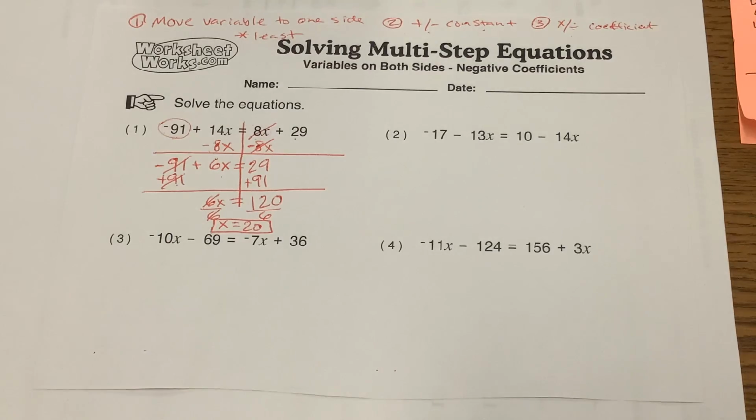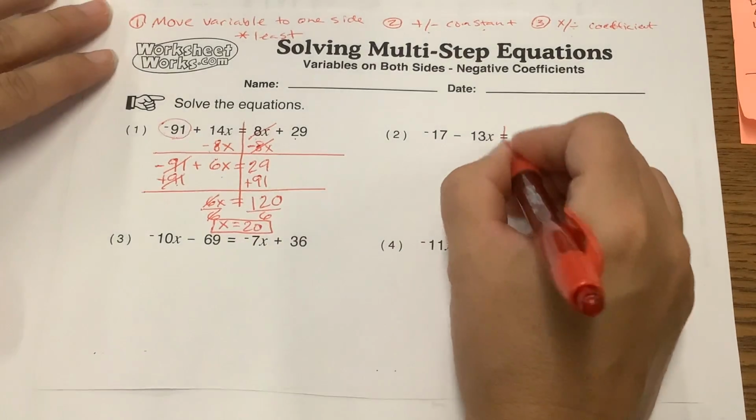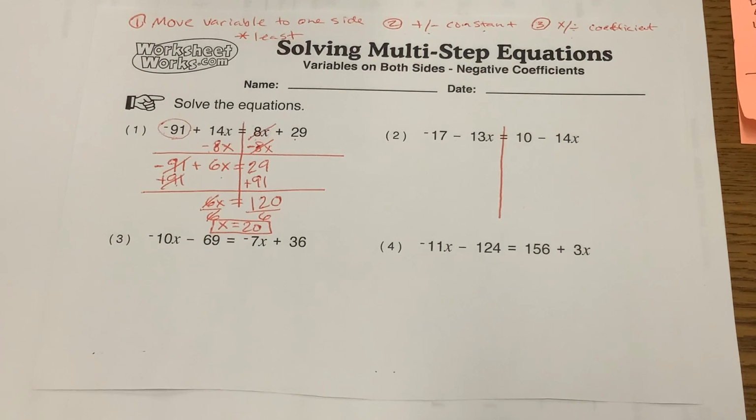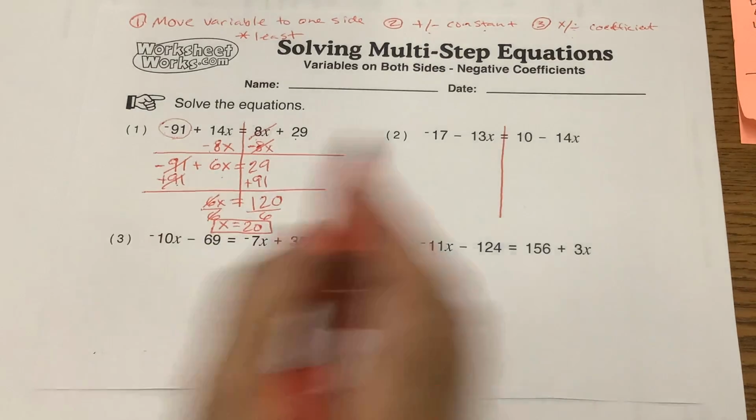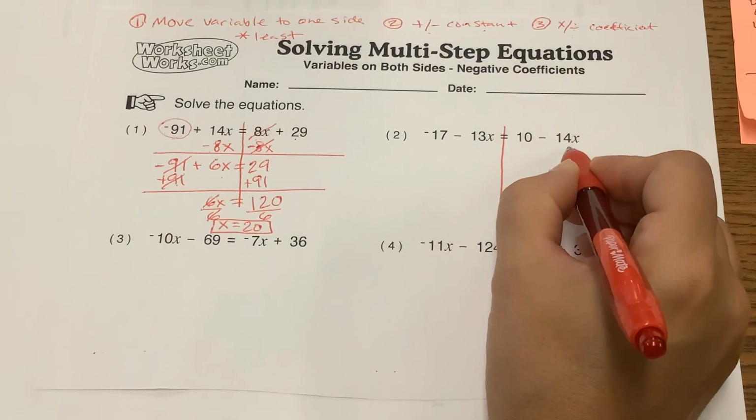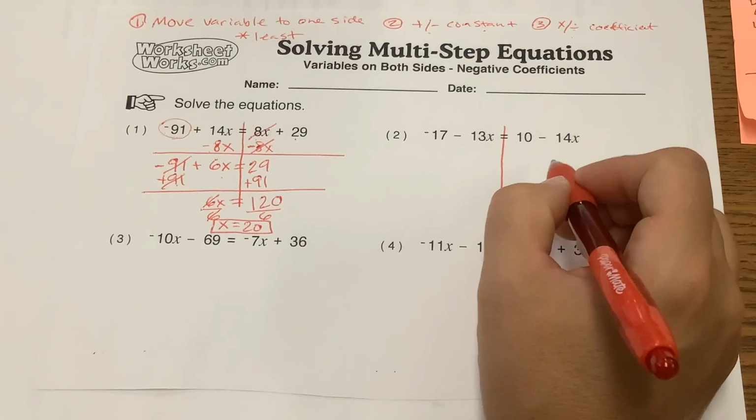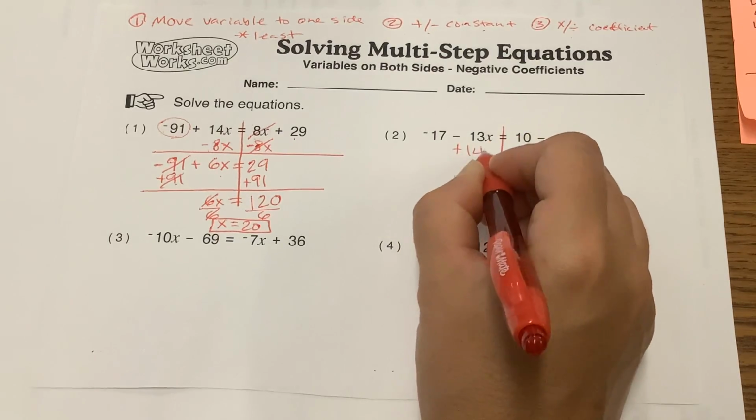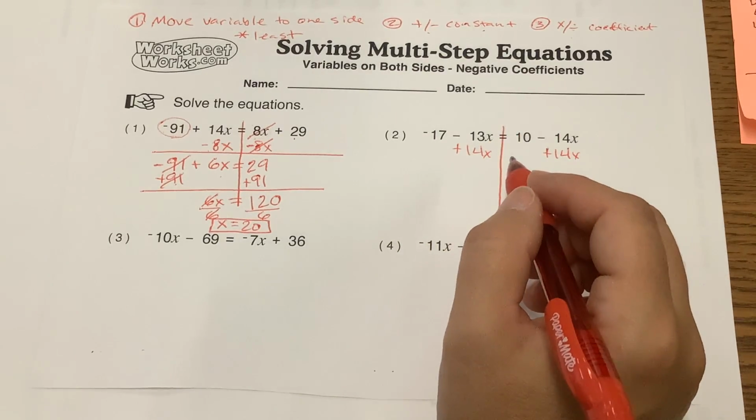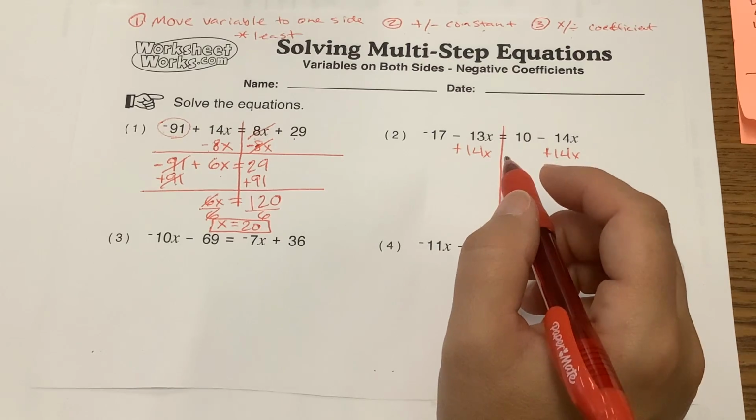Okay, so what would our first step be for number 2? We're going to move our variable to one side. Which one are we moving? Okay, so you have to ask yourself, negatives are different. We have negative 13x and negative 14x. And which one is the lowest value? The negative 14. So the inverse of minus 14 or negative 14 is what? Positive 14x. And you're going to have to do it on both sides. If you accidentally move the 13 and you want to do it the way that we are doing it, then just make that correction.